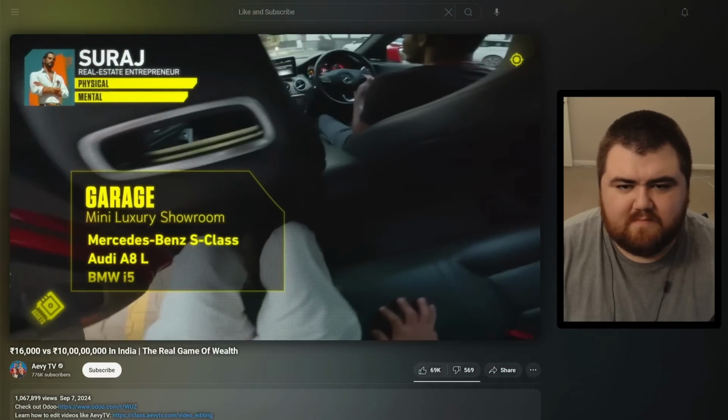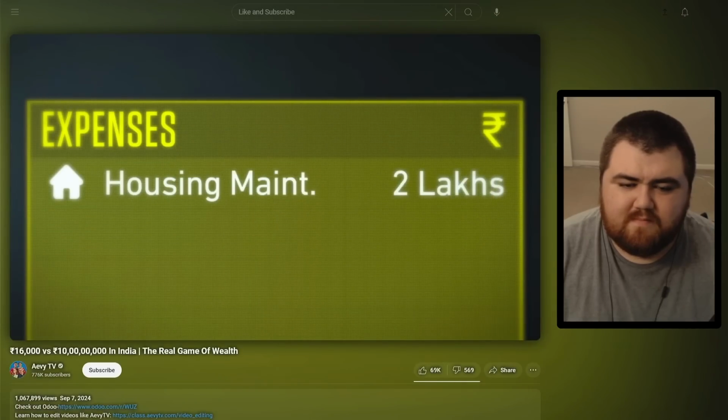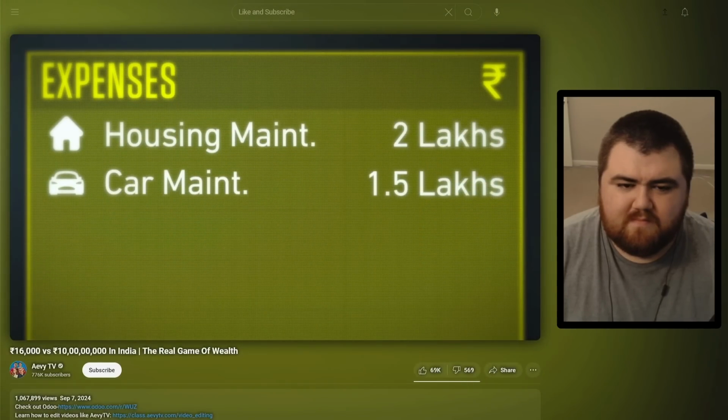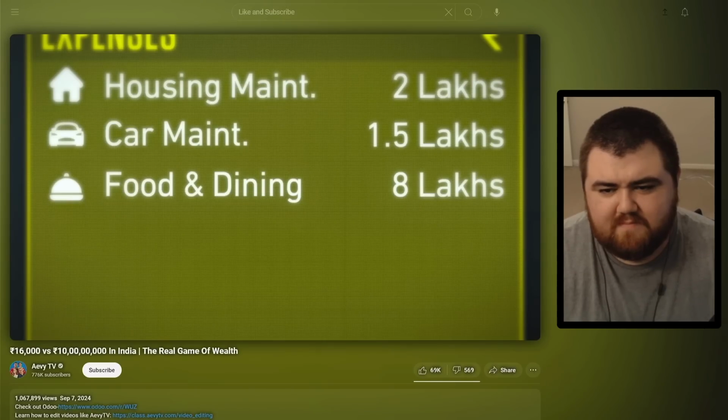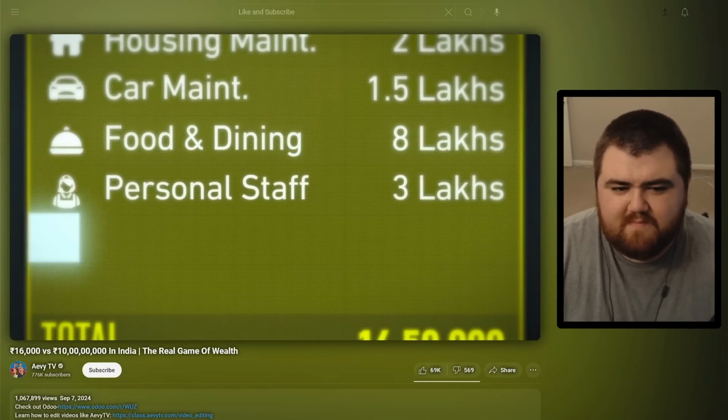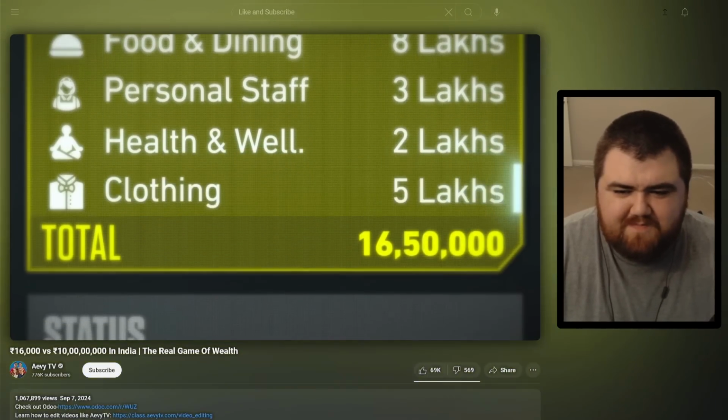What about your monthly expenses? You spend 2 lakhs on housing maintenance, 1.5 lakhs on car maintenance and fuel, 7 to 8 lakhs on food and dining, 3 lakhs on personal stuff, 2 lakhs on health and wellness, 5 lakhs on clothing.